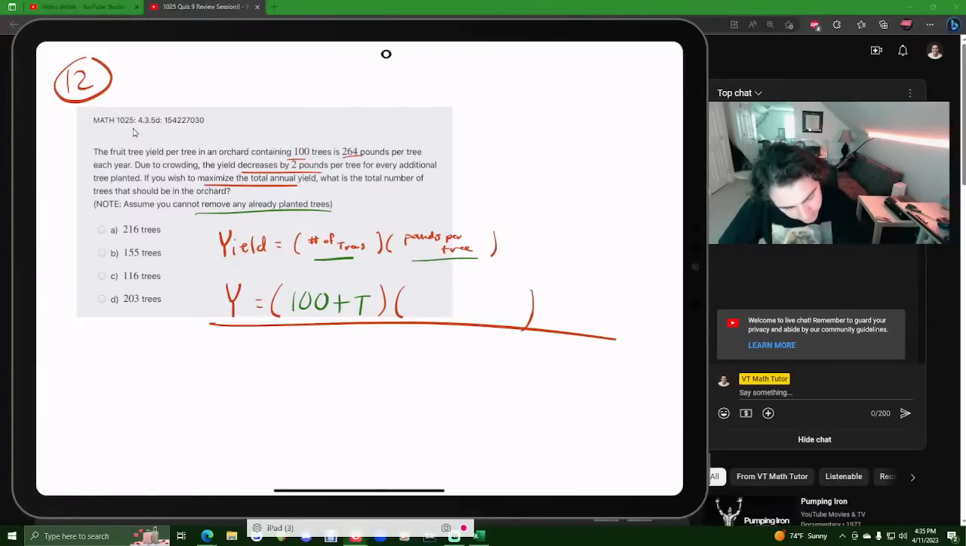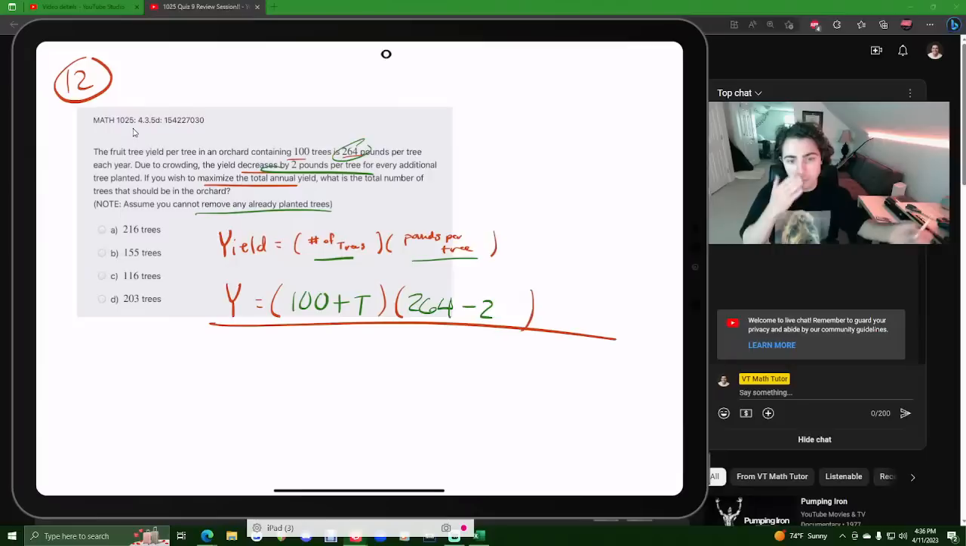Pounds per tree, in a similar sense, will start at 264, but they say it's decreasing by 2 pounds per tree, so minus 2 for every additional tree planted. Every additional tree planted is represented by t. So this is our yield equation.